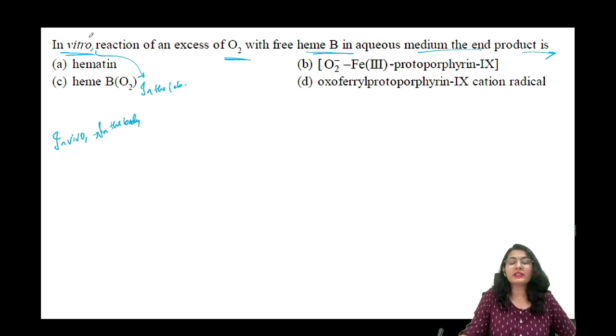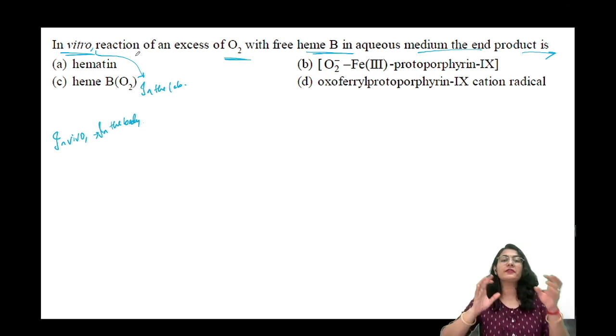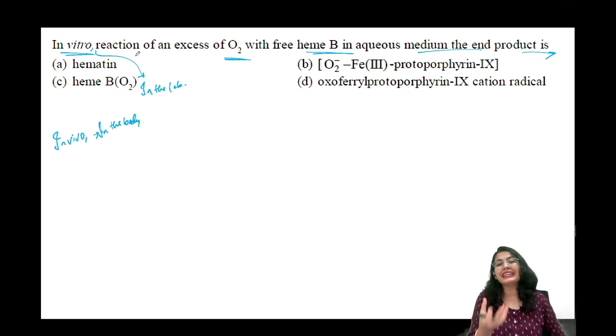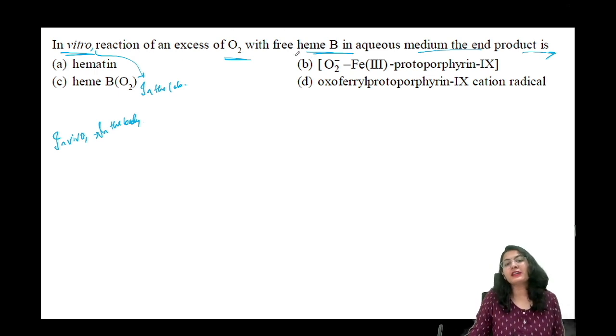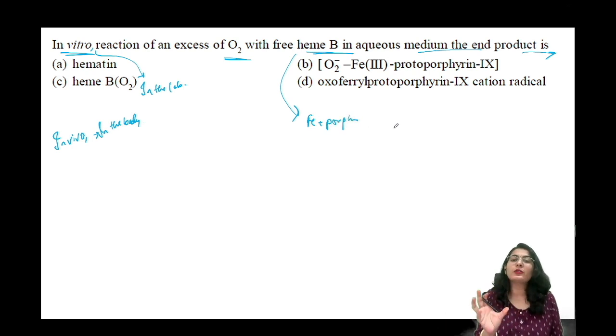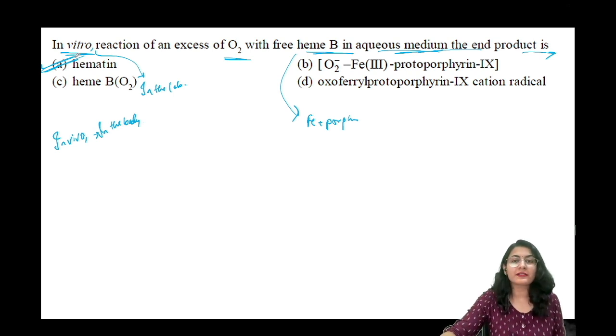Okay, so in vitro means in the lab. So when you are doing a reaction of excess oxygen with a free heme B group, heme B means the hemoglobin heme, where you have the iron and the porphyrin, right? Only that, not the globin. So in the aqueous medium, the end product is going to be what? I think you can answer this really well. It is absolutely going to be hematin, because that's the irreversible mu-oxo dimer which is formed, which we have just studied in this session. Okay.